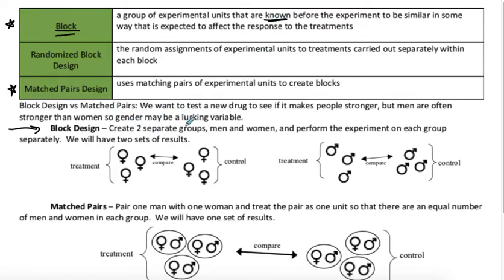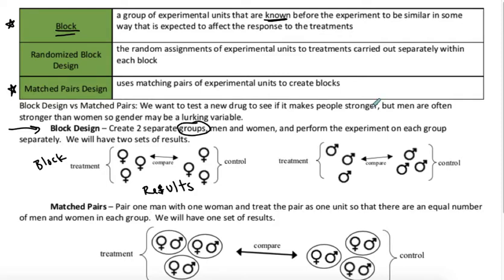Okay, so if we already know this is something known before the experiment starts, what we're going to do here is create 2 separate groups. And these groups are called blocks, men and women. We're going to perform the experiment on each group separately, but the exact same way. Then we have 2 sets of results that we can put together and compare overall about this new drug. So in the block design, we have all the women here and all the males here. So this would allow us to split them up and still apply our treatment, have the control, and we can compare these 2 groups to get results.